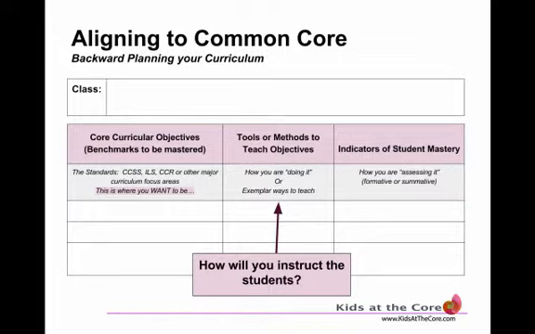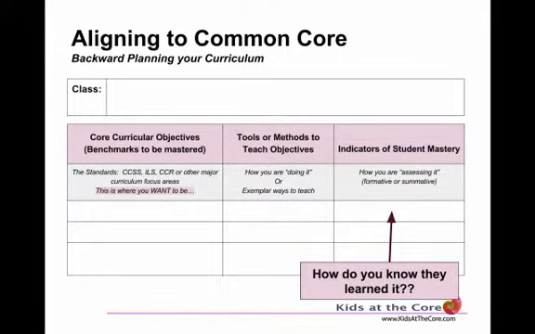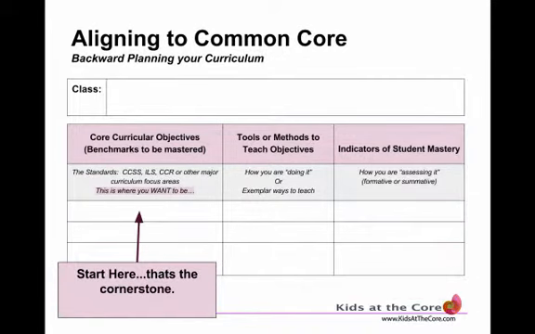What are your instructional techniques? What are your resources? What are your books? And then the third column is going to be indicators of student mastery. How do I know that my students learned what was in column 1? Generally, we ask teachers to start here. That's really the cornerstone. If we can't identify what we want all students to know and be able to do, these other 2 columns, they're somewhat irrelevant.